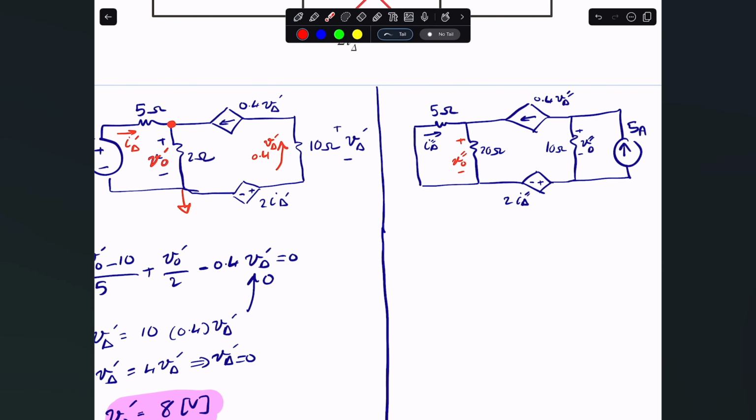So I'll end up with mesh analysis. I think mesh is just simpler, because I know the current in here and I know the current in here, because these branch currents are the same as the mesh currents. So I'll end up with just one equation in here.